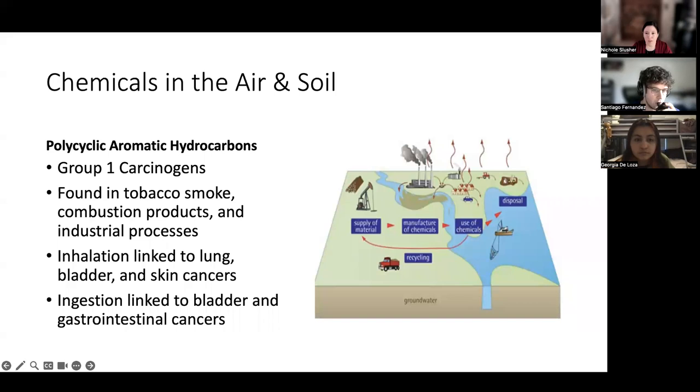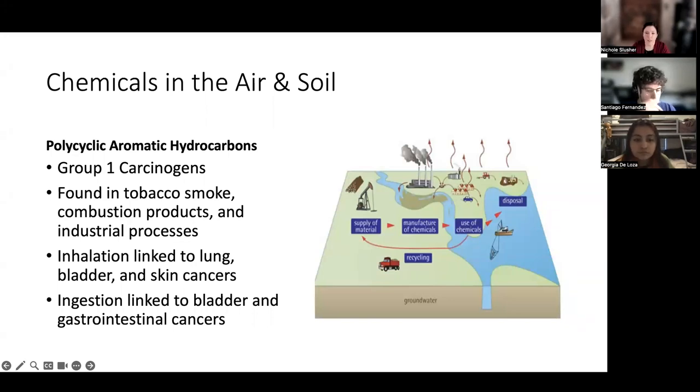Two carcinogen sources of concern in both the air and soil are polycyclic aromatic hydrocarbons, or PAHs, and dioxins. PAHs are a group of hydrocarbon compounds that can be found in tobacco smoke, grilled meat, combustion products of fossil fuels and wood, and many industrial processes. When they are aerosolized and inhaled, they have been linked to lung, bladder, and skin cancer.